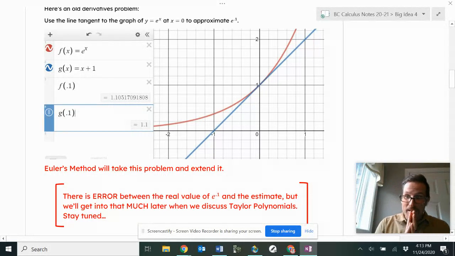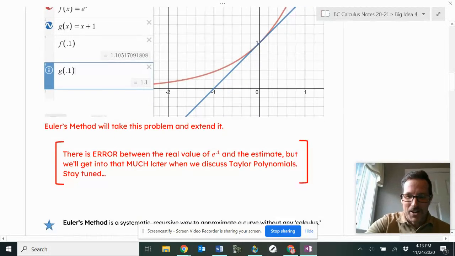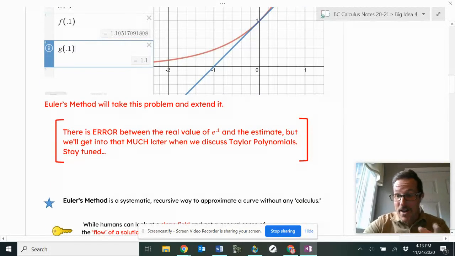Some of you might be thinking, well, what would be better than a tangent line? Maybe a tangent parabola, perhaps, or a tangent cubic function. Is that even possible? Yes, it is. It's called Taylor polynomials. Stay tuned. You're going to love that part. Just wait. We're not there yet.